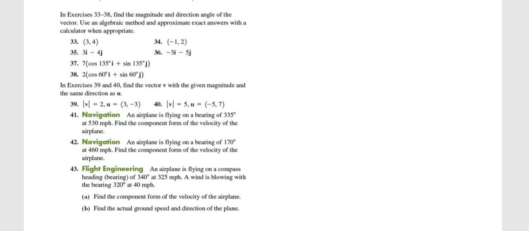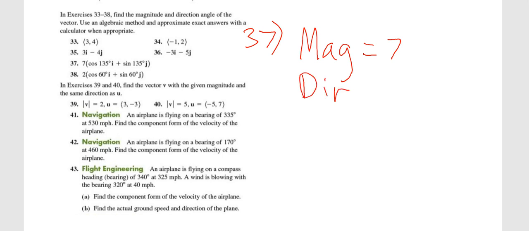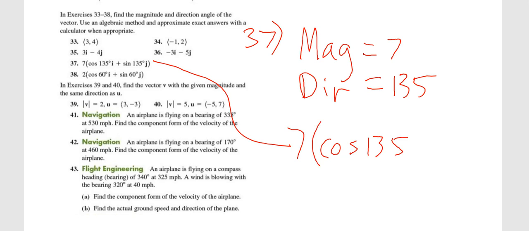Okay. Now, 37. Can you look at that and tell me what the magnitude is? Yes? 7! Good job. How about the direction? 135. Man, that was a lot of heavy lifting right there, folks. Okay? When it's written in that form that we have right there, 7 cosine 135 i plus sine 135 j.